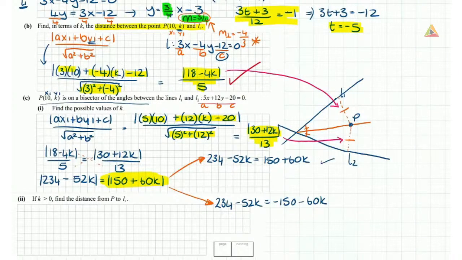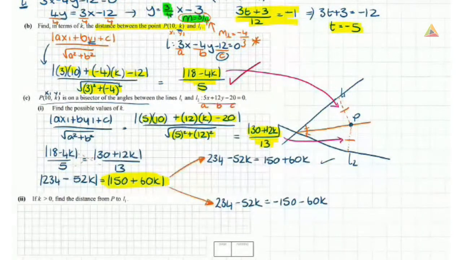So in this first one here, I'm going to make sure that all of the k's are on one side and all of the numbers are on the other side. So I'm going to make sure all the k's are at the left. I'm going to subtract 60k from the left, and that will give me minus 112k. And I'm going to subtract 234 from the right. So that should give you minus 84.